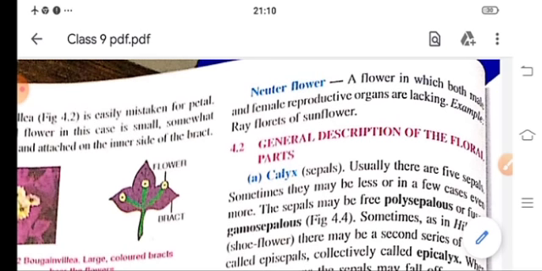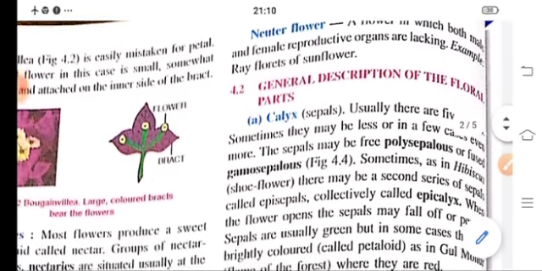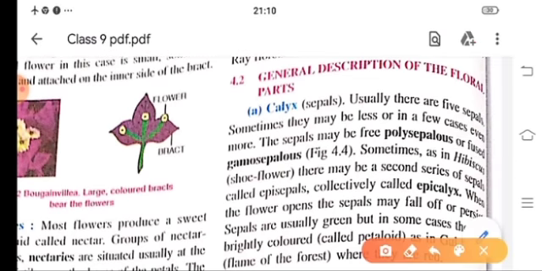They don't have any female and male reproductive organs. So let us go in detail for the floral parts of the flower. Number one is the calyx. Now usually five sepals are present in a flower.